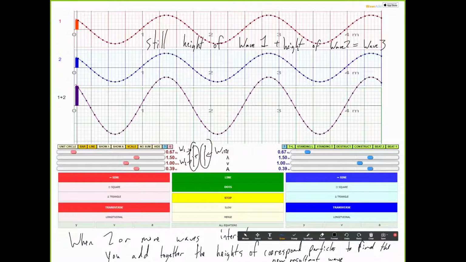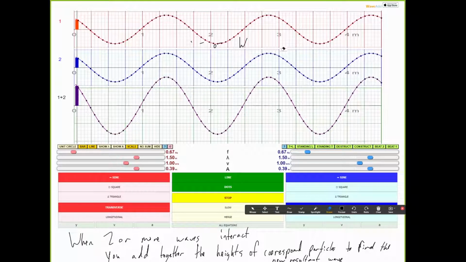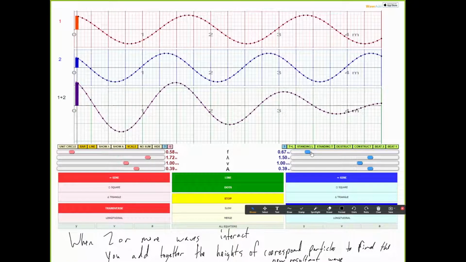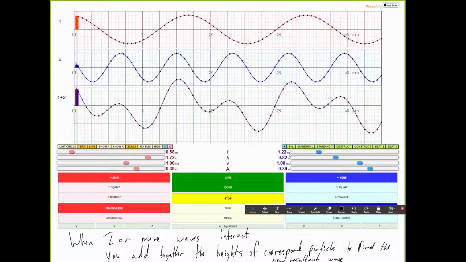All right, I'm going to mix this up a little bit now. We'll leave the notes at the bottom if you're still copying those. But I'm going to play with my first two original waves.